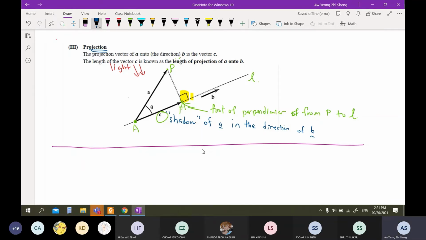Amanda asked in chat, is it something like resolving a vector except we only draw out the horizontal component? Yeah, you can interpret it this way. If you take your B as the horizontal direction, then the vector C will be the horizontal component of A. That is under the assumption that your B is regarded as your horizontal direction.